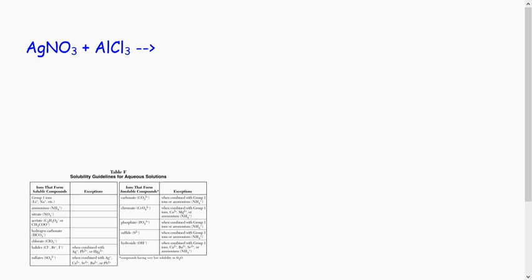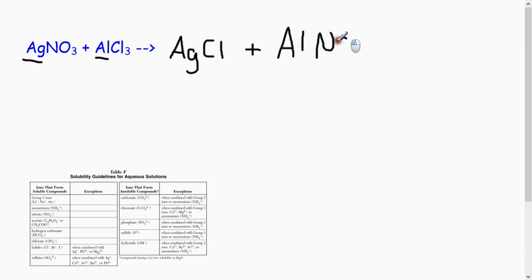Next we have AgNO3 plus AlCl3. Silver and aluminum are my 2 positive ions, so the silver ends up with the chlorine. Silver has a +1 charge, chlorine has a -1 charge, so crisscrossing I just get AgCl. And then aluminum is going to end up with the NO3. When I crisscross that, aluminum has a +3 charge, nitrate has a -1, so it's Al(NO3)3.